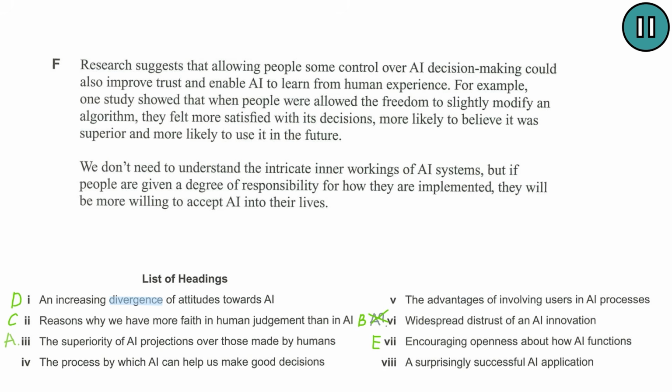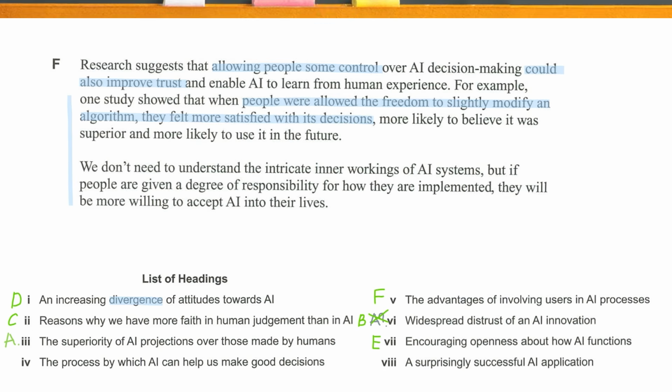Let's continue. Here is what I found. Allowing people some control could improve trust. For example, if people were allowed the freedom to slightly modify an algorithm, they felt more satisfied with its decisions. Read option 5. The advantages of involving users in AI processes. They trust it more, they're more satisfied. These are definite advantages. Our answer is F5.